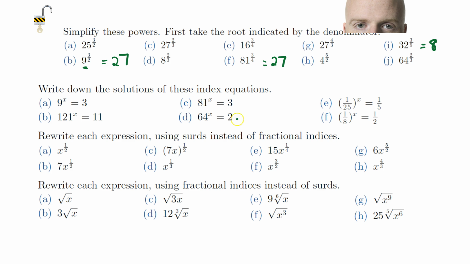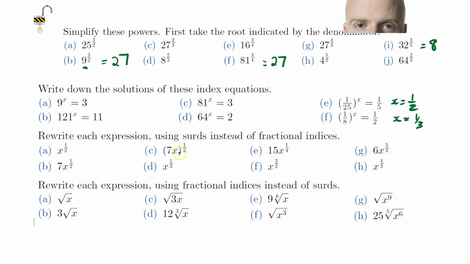Okay, write down the solutions to these index equations. So the same as before. If we had, let's just look at, say, this one here, 1/25 to the x equaling a fifth, then if we took the square root of 1 and the square root of 25, we would get 1/5. So the x in this case is a half. Likewise, 1/8 to give us 2, well 2 is the cube root of 8, so we want x to be 1/3.